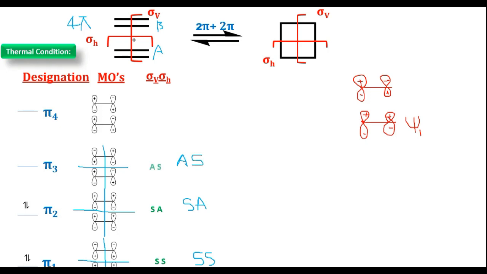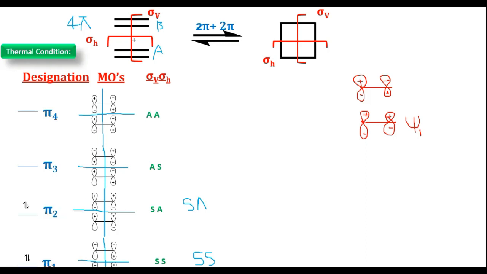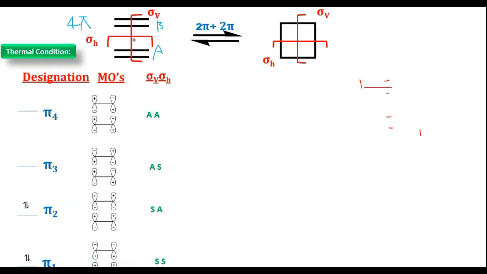So asymmetric and symmetrical. Friends, the last one is not necessary to discuss because you can easily understand. With respect to sigma v as well as sigma h, both are asymmetric and asymmetric. So friends, this is the classification of molecular orbitals of reactants. Okay, now let's go to the molecular orbitals of products.